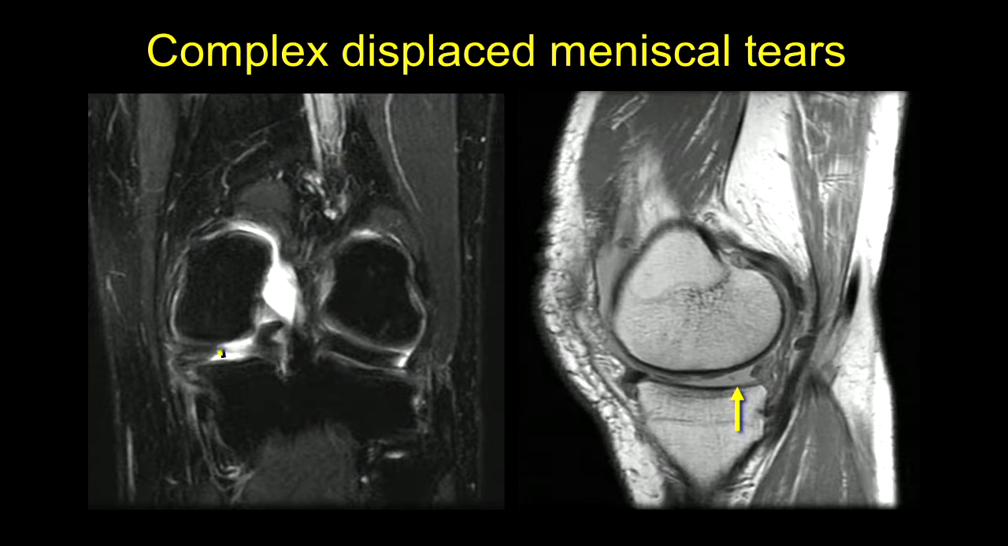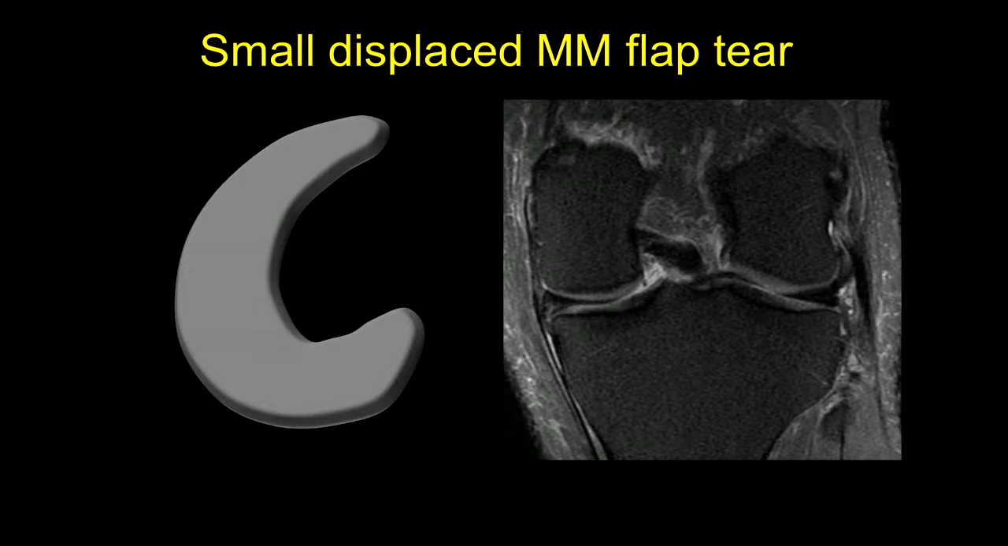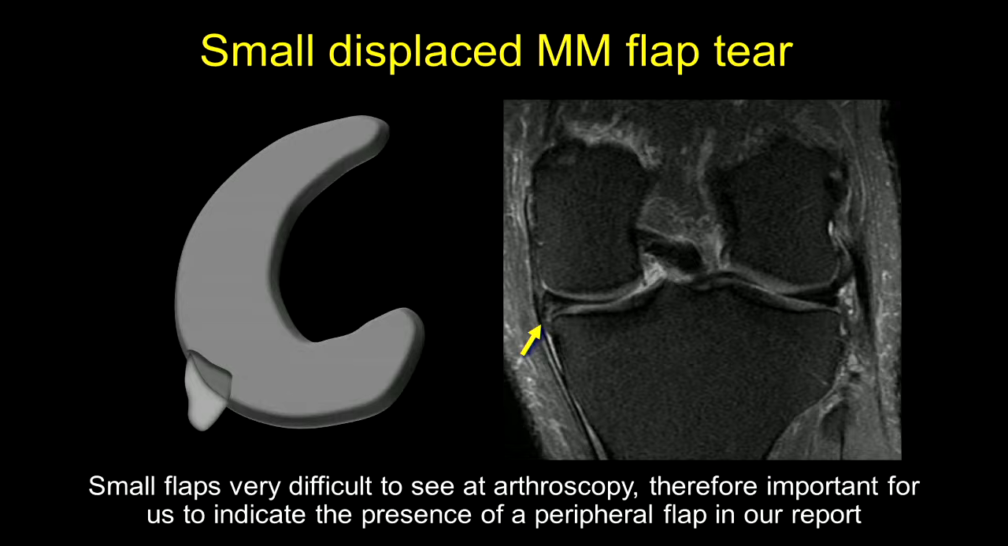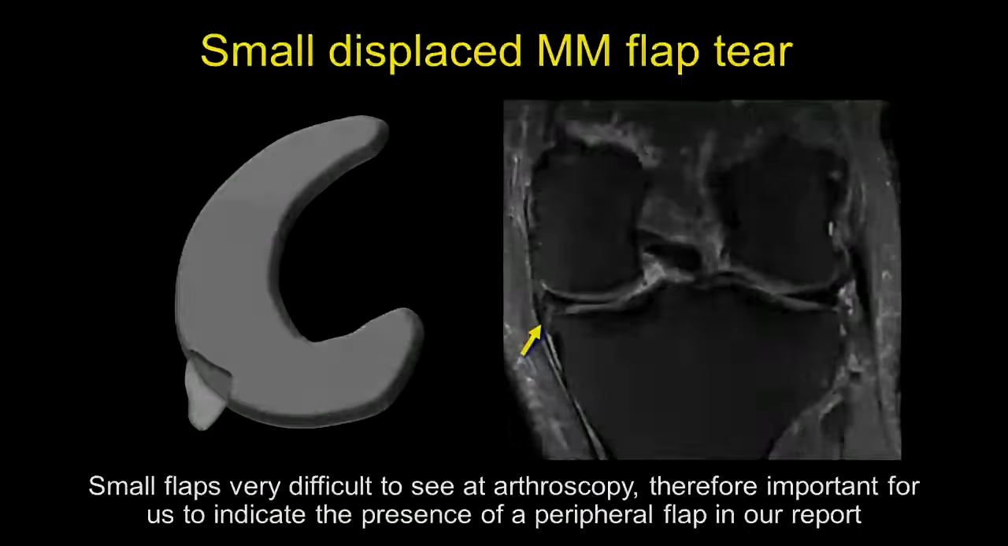And here we can see a large flap displaced towards the intercondylar notch. Small flaps are very common in the medial meniscus at the junction of the body and posterior horn. You can see a small flap here displaced into the inframedial gutter. These are extremely difficult to see at arthroscopy. Therefore, it's very important for us to identify these and indicate in our reports so that when the patient does undergo arthroscopy, the surgeon knows to introduce a hook into the inframedial gutter to deliver the flap so that it can be resected.